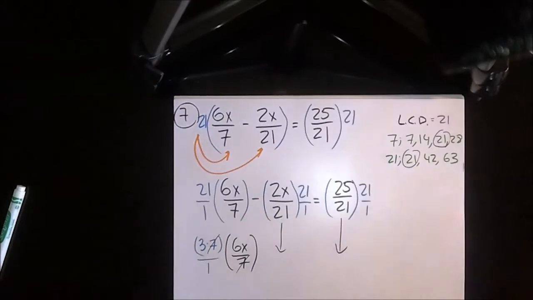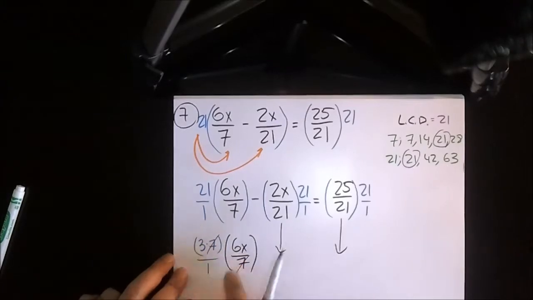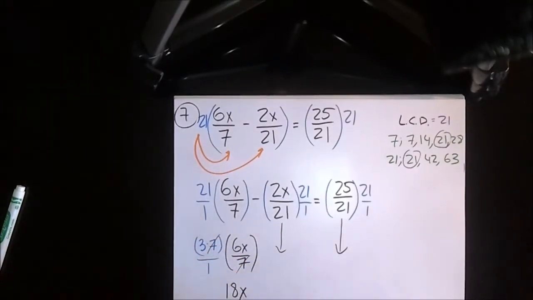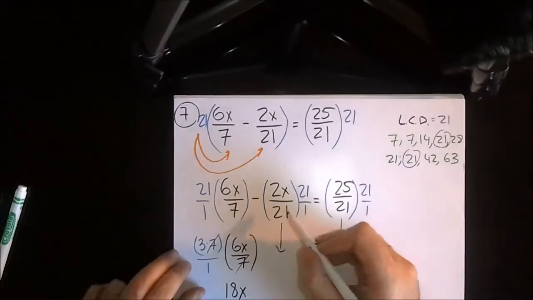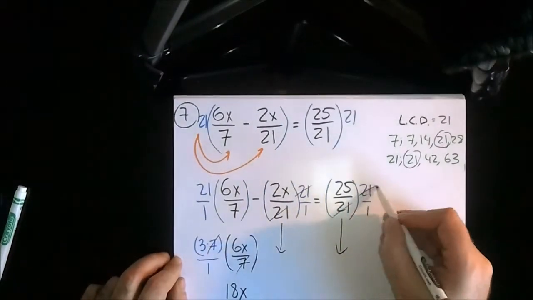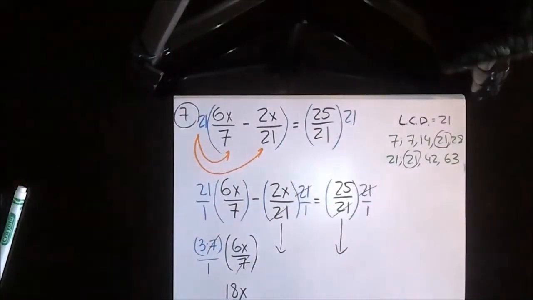I have that 1 now, but divide by 1 is the same thing as the number itself, so I don't have to worry about it. On the top I now have 3 times 6, which is 18x. Okay? Over here, I don't have to break anything up because I have 21 at the top, 21 at the bottom. They cancel each other out. Same thing here. Makes it super convenient.